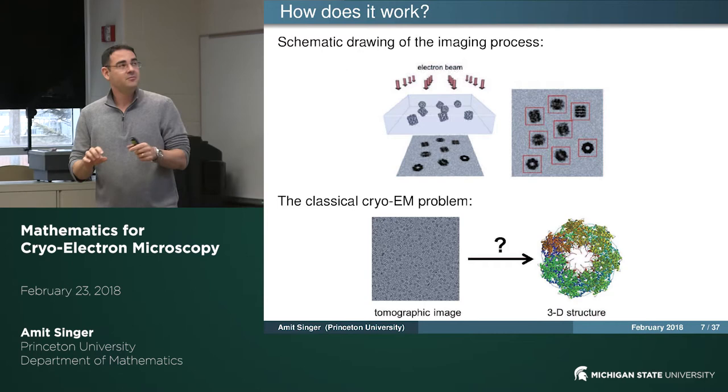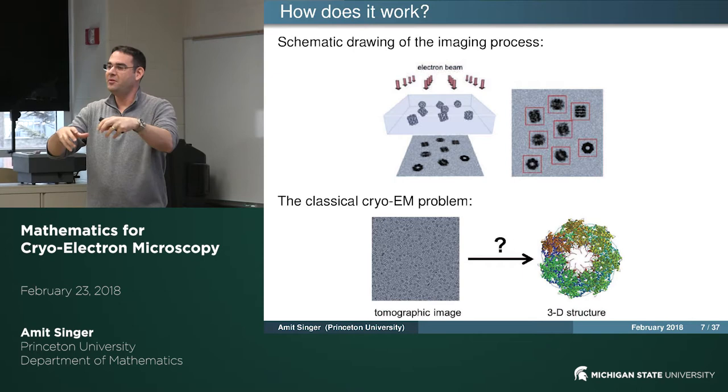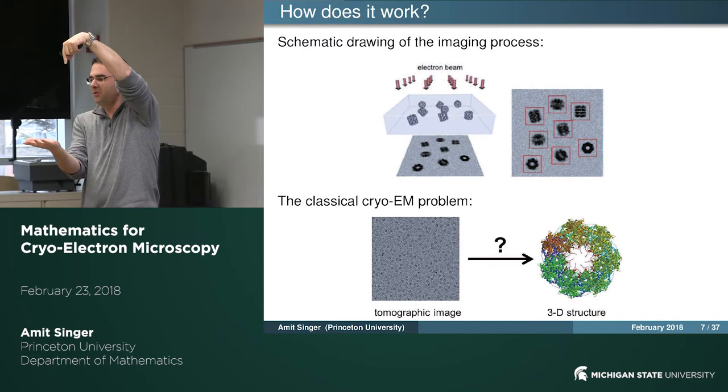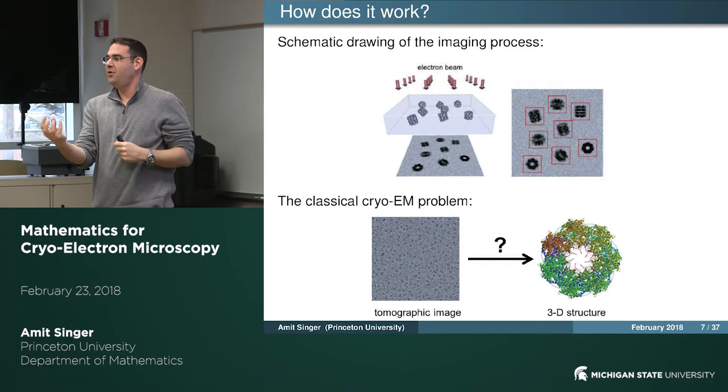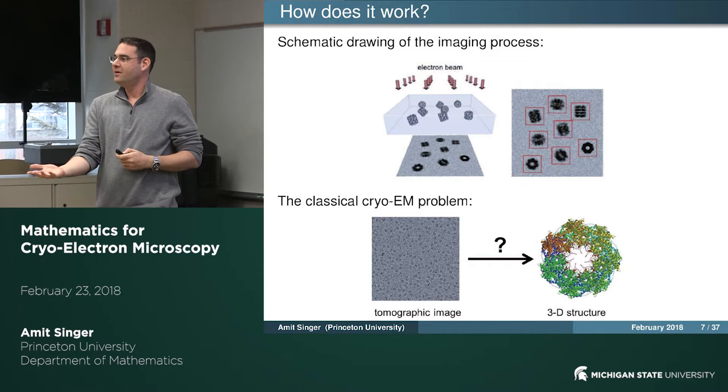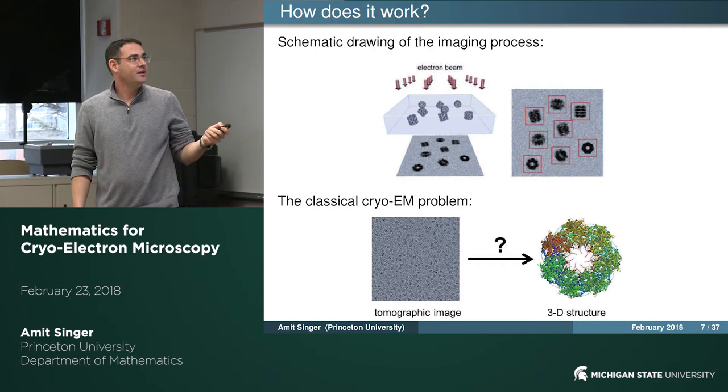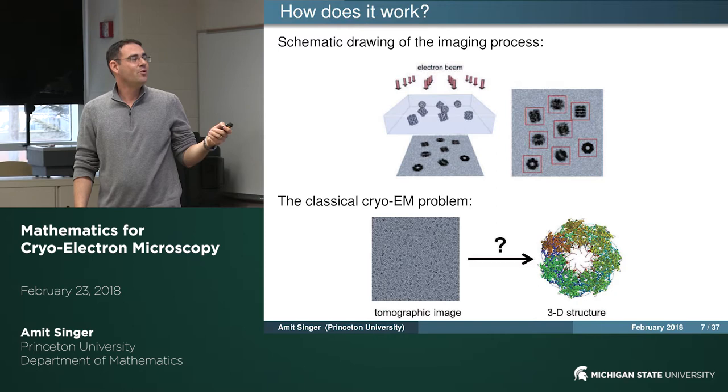So you can visualize this as if you have, say, a planar soup of molecules embedded in the ice layer. And then you shoot the electron beam using the electron microscope perpendicular to the ice layer. The electron beam goes through the ice layer, goes through the molecules, and beneath you have a film or a detector or a video camera nowadays that measures two-dimensional tomographic projection images of the 3D molecules.